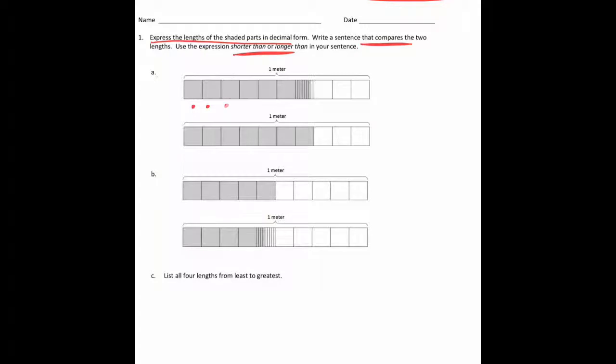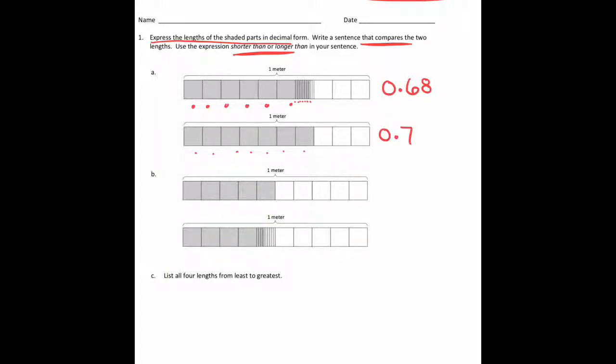So in this first one, if we count the tenths, we have 4, 5, 6. And then if we count the hundredths, it looks like we have 8. So it would be 0.68 for this first one. In the second one, we just have tenths. We have 1, 2, 3, 4, 5, 6, 7 tenths, so it would be 0.7.